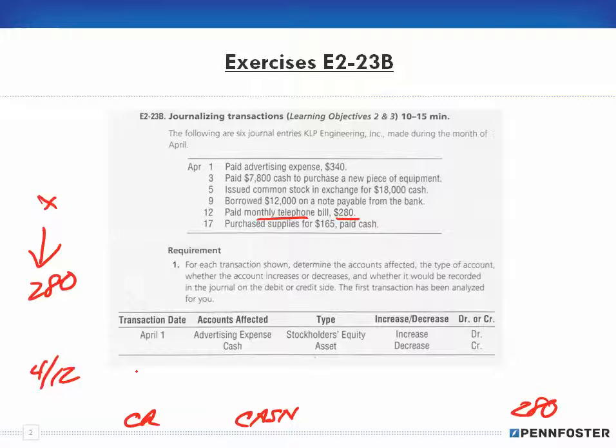If I credit something, I have to debit something else. Well, what is it? Well, what am I paying? I'm paying a telephone bill. So most likely I have an account called telephone expense, and that's for $280. Okay.